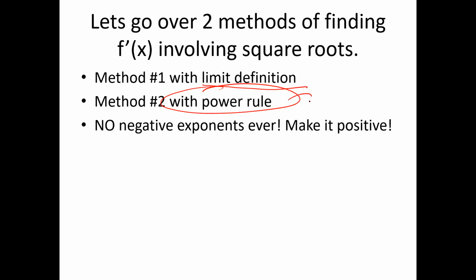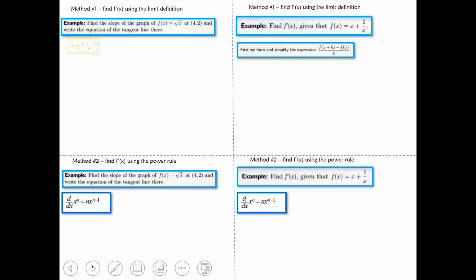And there's one stipulation with the power rule, and that is you cannot have a negative exponent. Like if you have x to the negative 3, that's a big no-no. You want to change that to a positive. So we'll take a look at that.